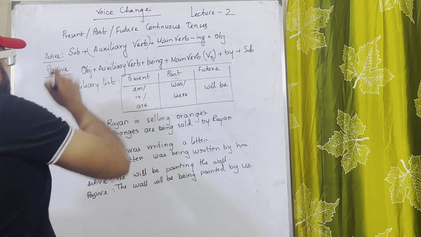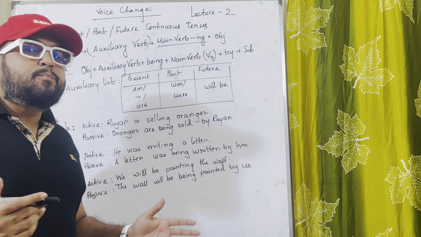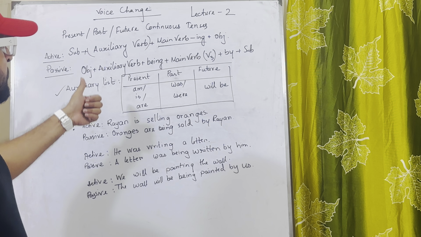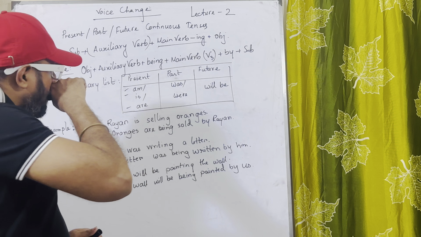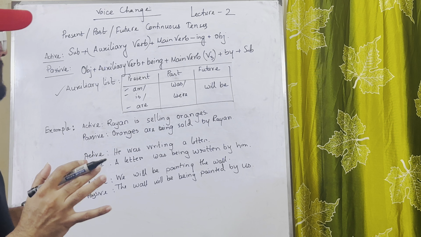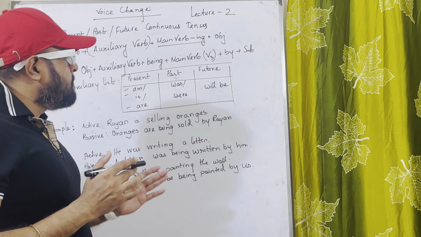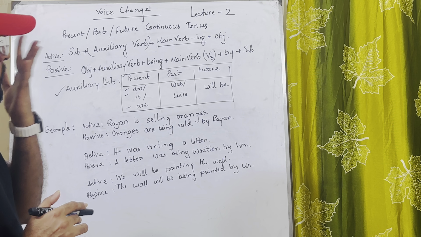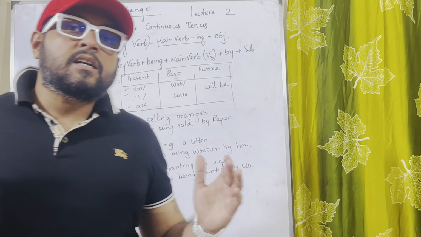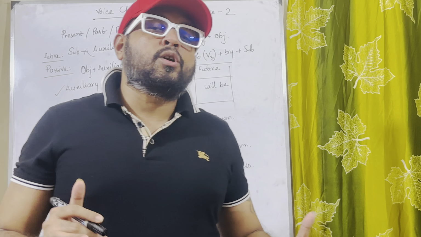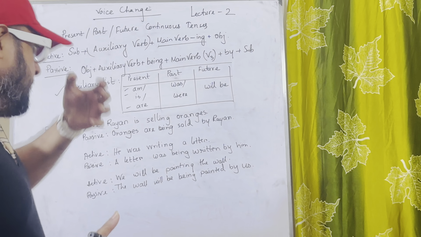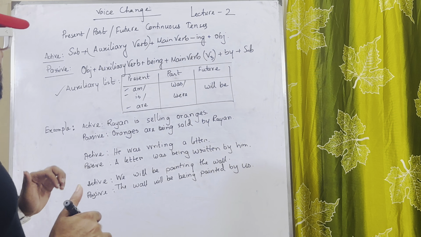So here is a list of auxiliary verbs that we use before the ing forms. For present continuous, you use am, is, are according to the person and number. For past, you use was, were according to person and number. For future, you use will be. Remember, sometimes we can also use shall be, but the traditional or most common auxiliary verb in future is will. Okay, so that's why I have written only will be.